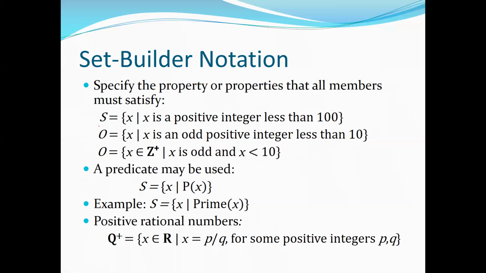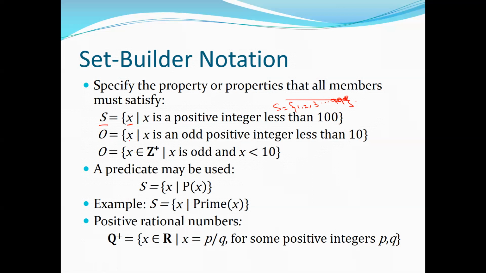For example, S is the set of all members X such that X is a positive integer less than 100. This is similar to S equal to 1, 2, 3 up to 100. Oh, sorry, less than 100, so it's 99, right? Is that clear? So this is how we write it and how we read it: S is equal to X such that X is a positive integer less than 100.